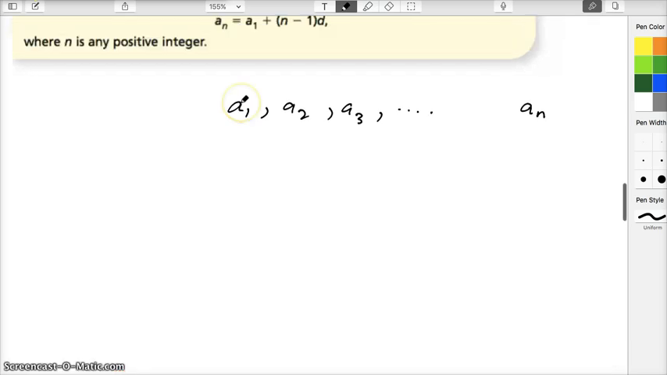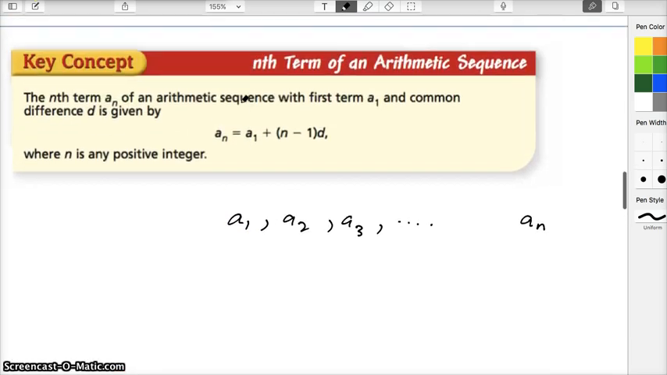Now, here's a formula that you've probably seen before. I feel like I've done this before in Algebra 1 with you guys a long, long time ago. But we talked about arithmetic sequences there, and we have this wonderful equation that's not really hard to derive, but it makes a good bit of sense.